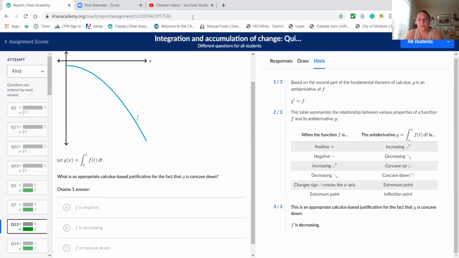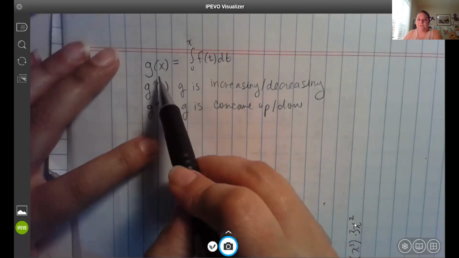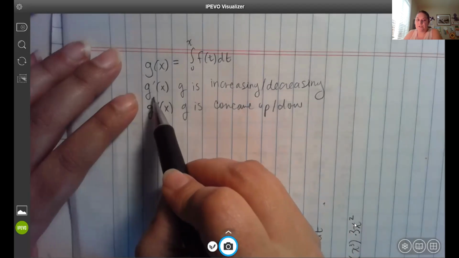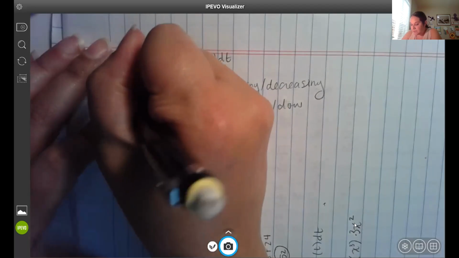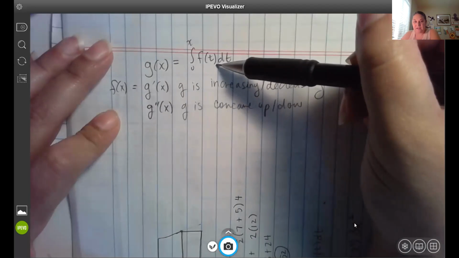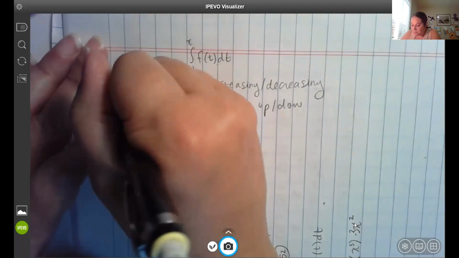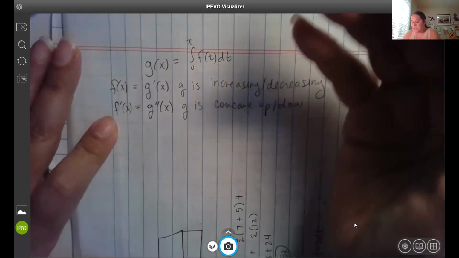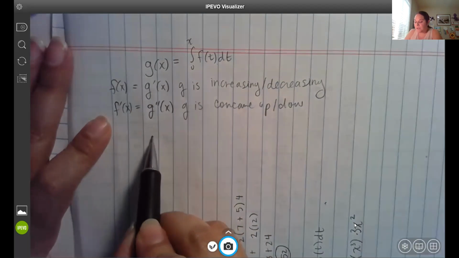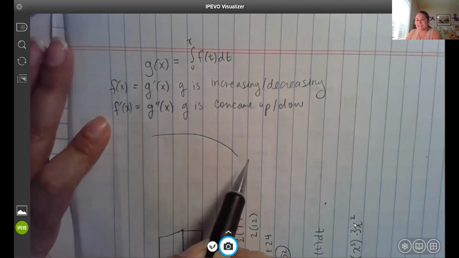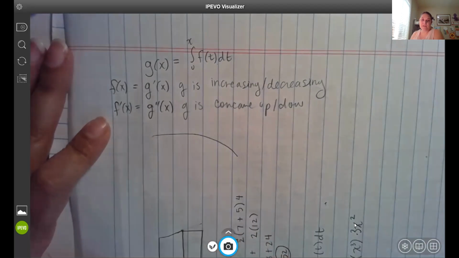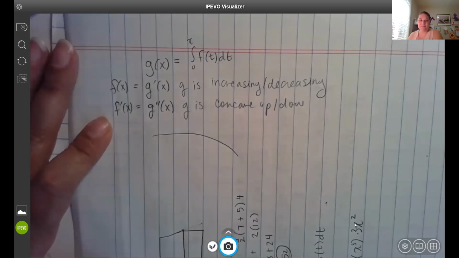writing and talking at the same time. So if G is equal to this integral, G prime would just be f, because the derivative of an antiderivative is going to inverse that function. And so G double prime would be f prime of x. So now I'm looking at the slope of this f function, and the reason why it would be concave down is because f prime is decreasing. It's because f is decreasing, f prime is negative.